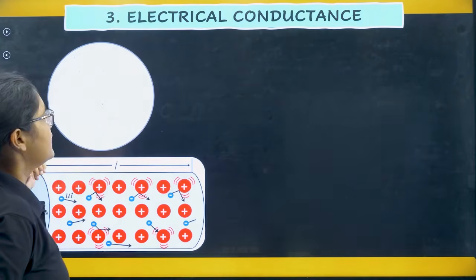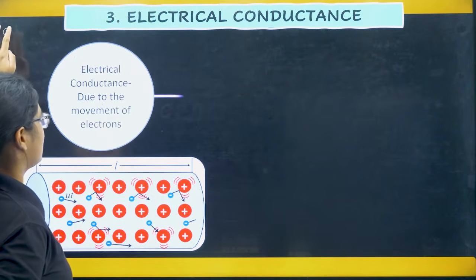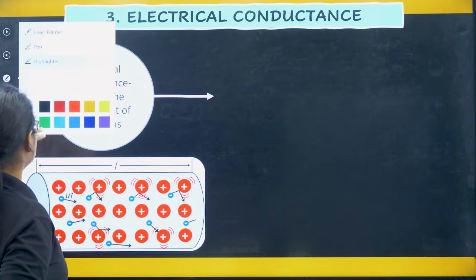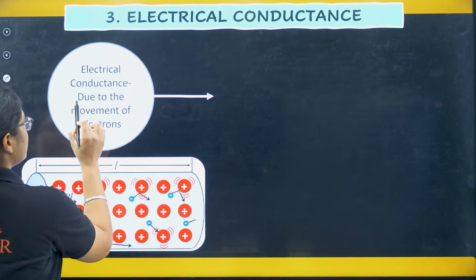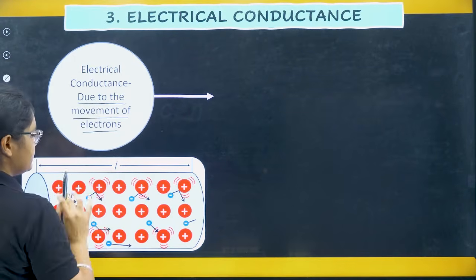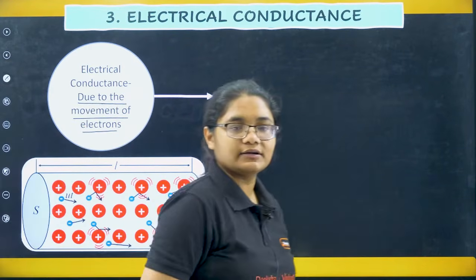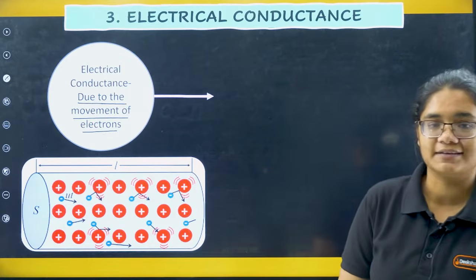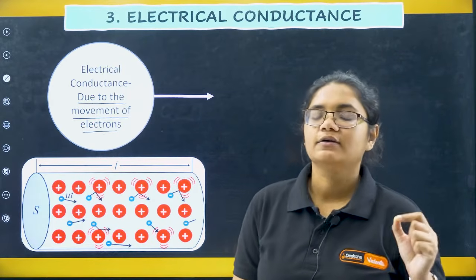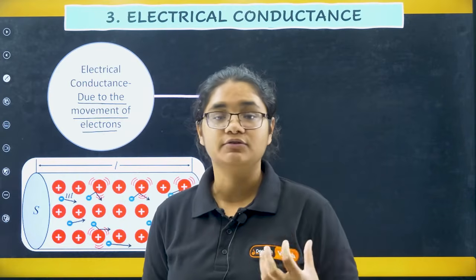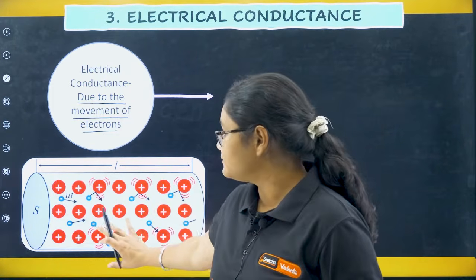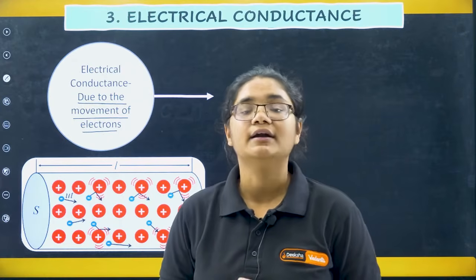Now we will move to the next thing, that is electrical conductance. Electrical conductance is due to the movement of electrons. You can see why metals are conductors. You might have studied in class 10th as well that metals are conductors due to the movement of electrons in them. There is presence of free electrons in the metal because of which they can conduct electricity.